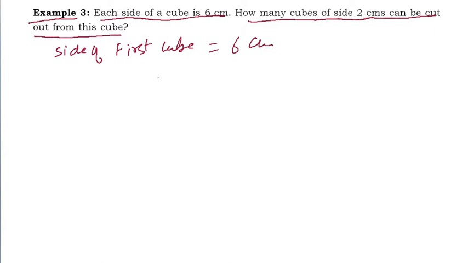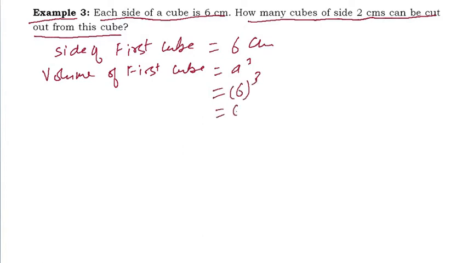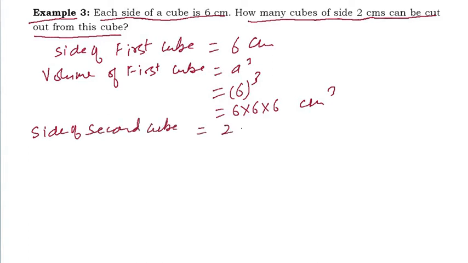Given as 6 centimeter. So volume of first cube, you can write here, volume of first cube, that is a cube. So you have to write 6 cube, so 6 cube means 6 into 6 into 6 centimeter cube. Now side of second cube, you can write here, side of second cube is equal to how much? It is 2 centimeter.